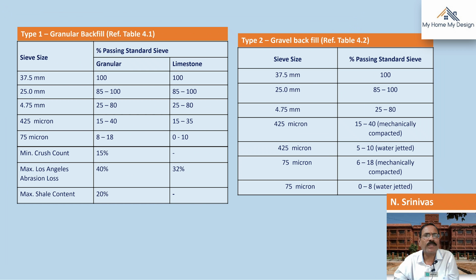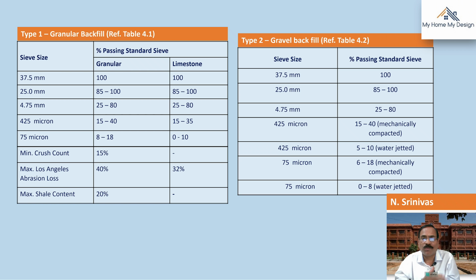See here, refer the table. Granular backfill, table 4.1. So what is that granular backfill? The sieve size 37.5 mm. So important. That means nearly 40 mm. Whatever the boulders are there, whatever the pebbles are there, which should pass through the granular sizes 100%, that means 37.5 mm easily it should pass through that 100%, then that is ideal.